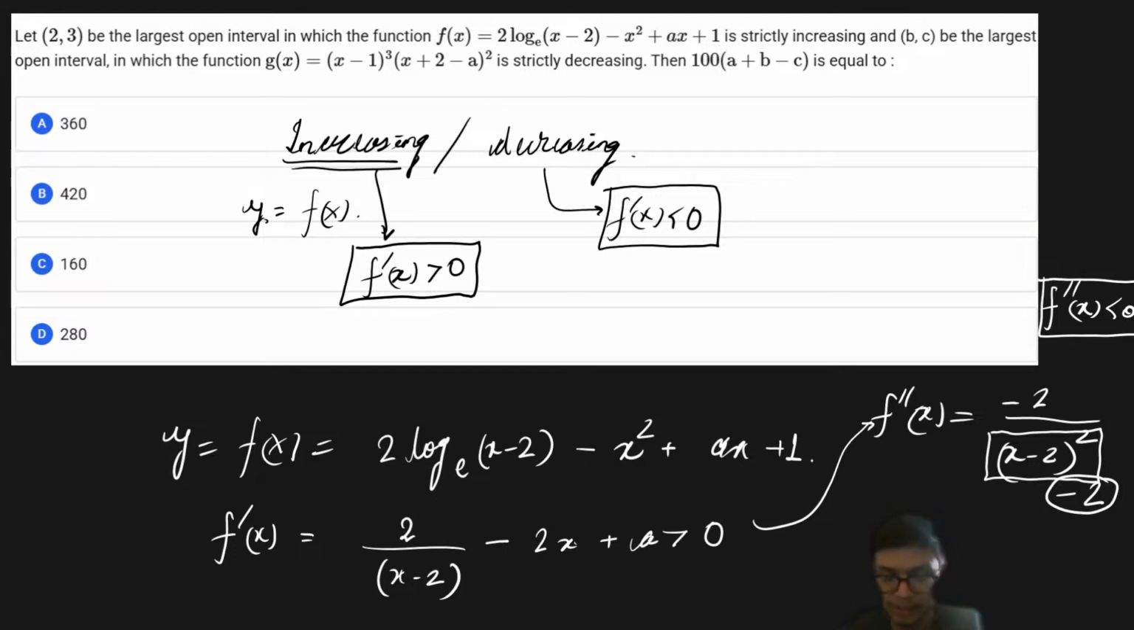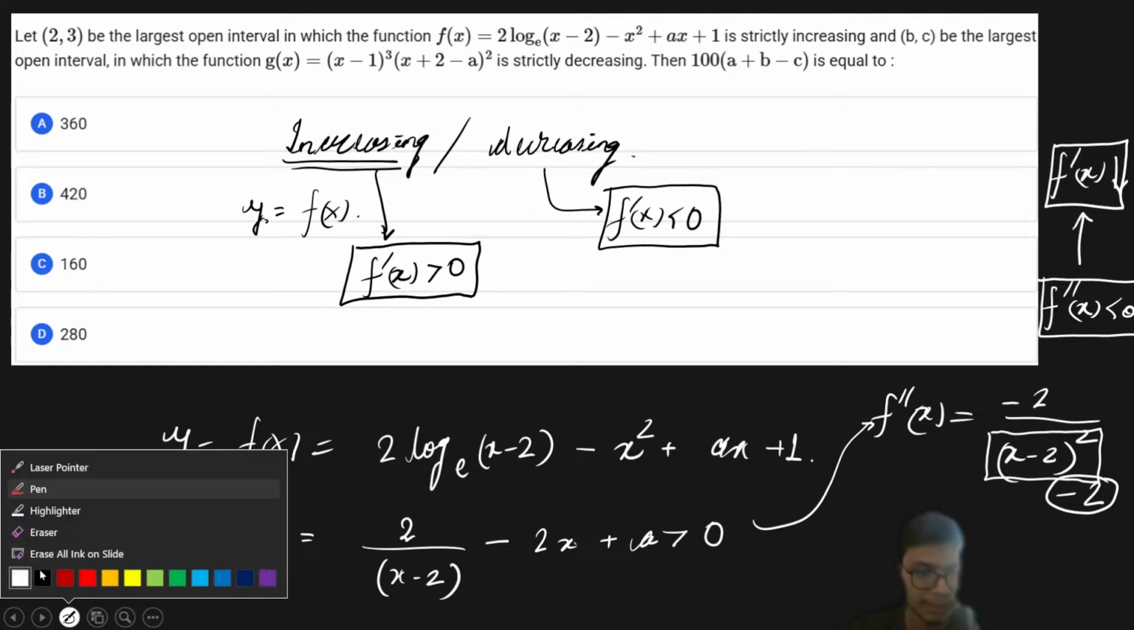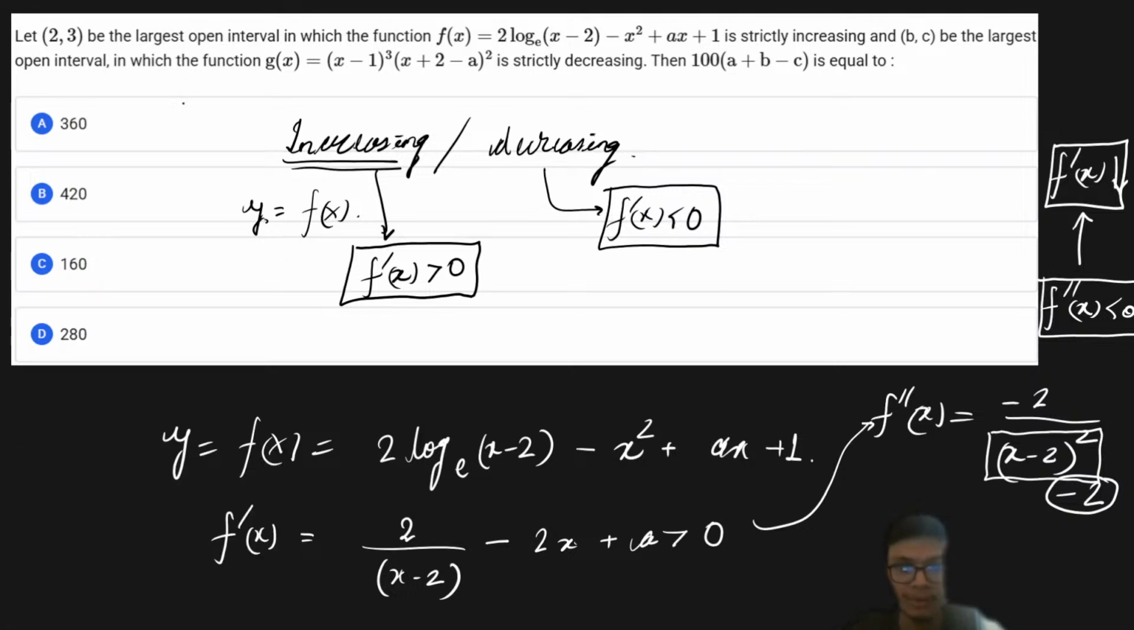Once f double dash of x is negative, that basically means the f dash function is a decreasing function, so the function is concave downward. If f dash of x is a decreasing function and I need f of x to be strictly increasing, then the condition is at the lowest value. It is 2 comma 3, so at 3, f dash should be greater than 0.